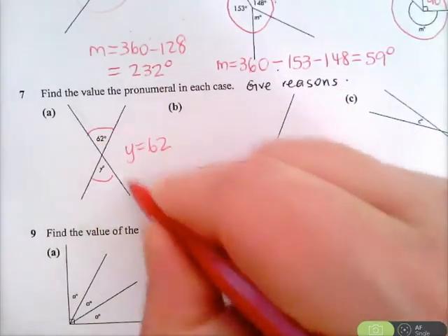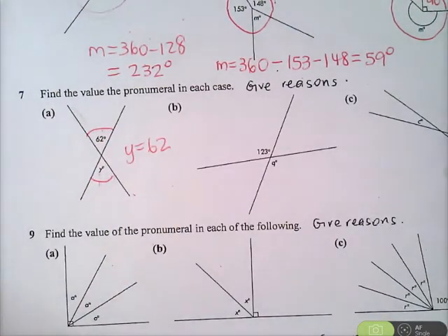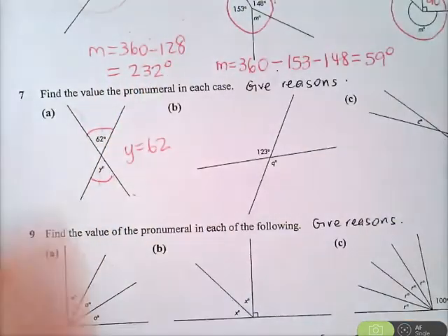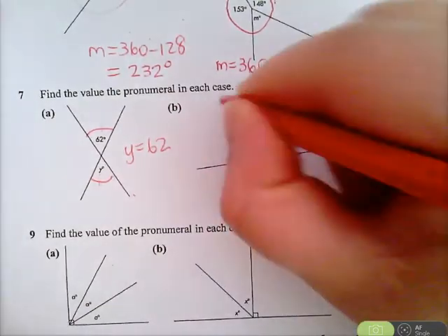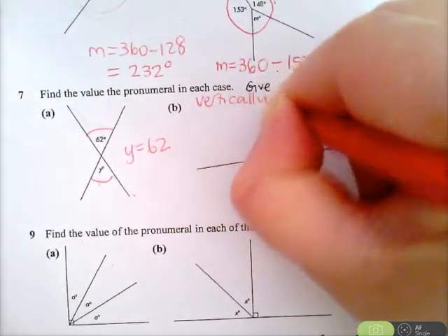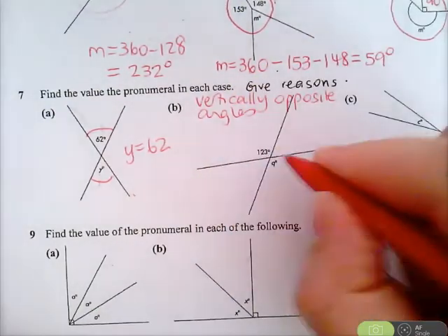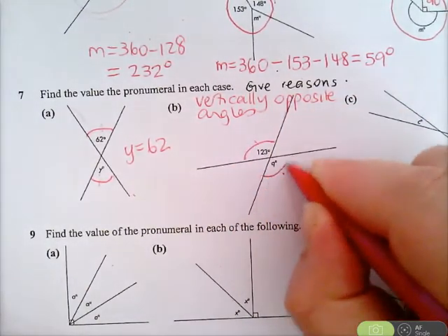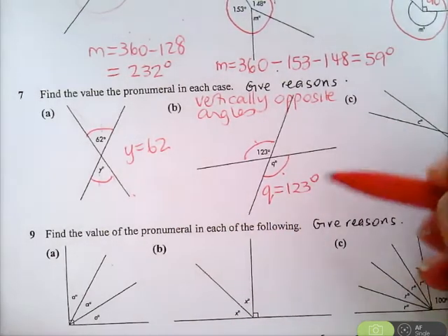When two lines cross each other, you will form two angles, and they are called vertically opposite angles. And if you look, they're both acute, they're both opposite each other, and they will both be equal. So y is equal to 62 degrees, and the reason is vertically opposite angles. Okay, so looking at these, my two lines cross, and the opposite angle to the 123 is this Q. So therefore Q is 123 degrees, and the reason is vertically opposite angles.